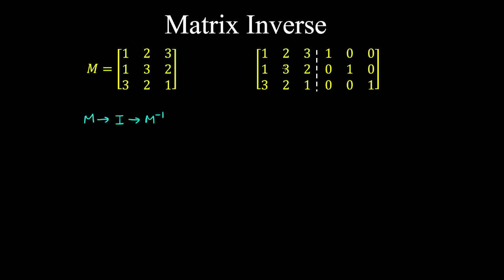So we place the matrix M and the identity matrix in an augmented matrix and perform the elementary row operations on both matrices simultaneously. So first we want zeros below the diagonal, so we start with column 1 and subtract row 1 from row 2, and we subtract 3 by row 1 from row 3.